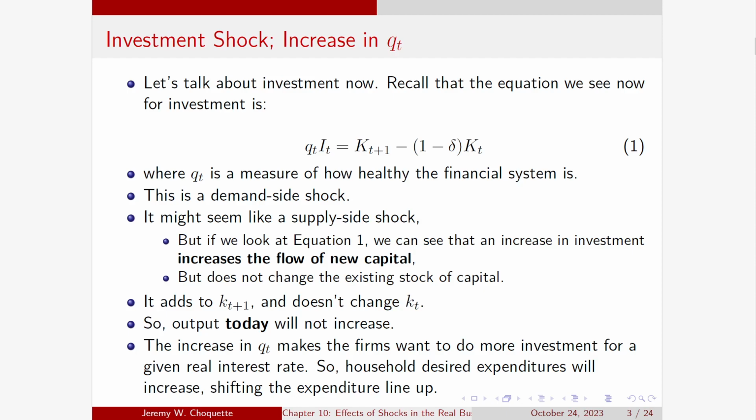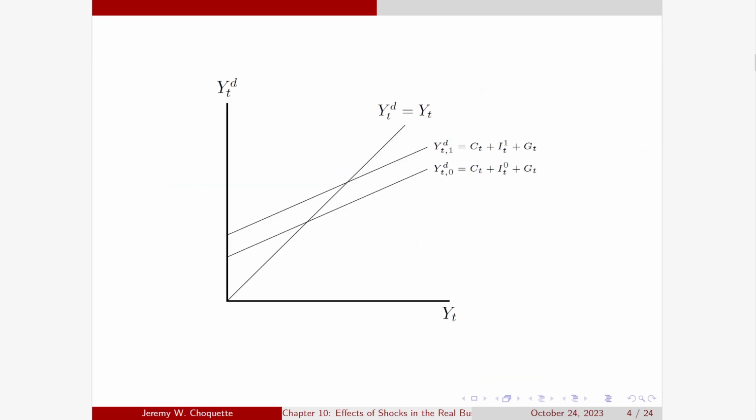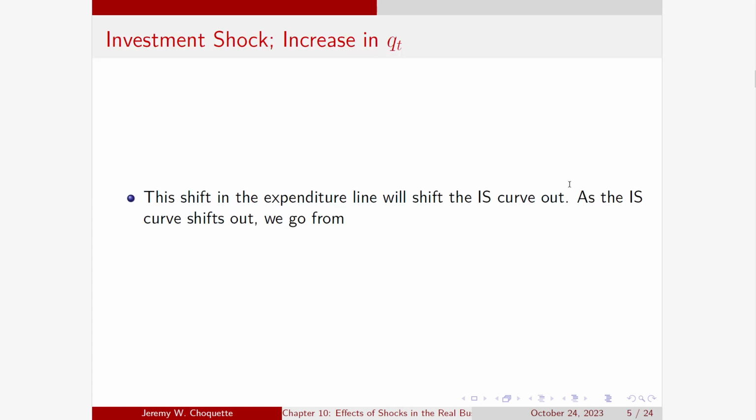This increase in Q is going to make firms want to invest more given some real interest rate. So we're going to see an increase in households' desired expenditures, which shifts the expenditure line upward. If you remember this when we were trying to derive the aggregate demand, we kind of moved this around a little bit. Well, this is exactly what we're going to see here. It shifts upward because investment goes from I0 up to I1. Now, I'm flying through this because you really don't need to know how to do this stuff. It's really the 4 graph system that I'm interested in for this part of the class.